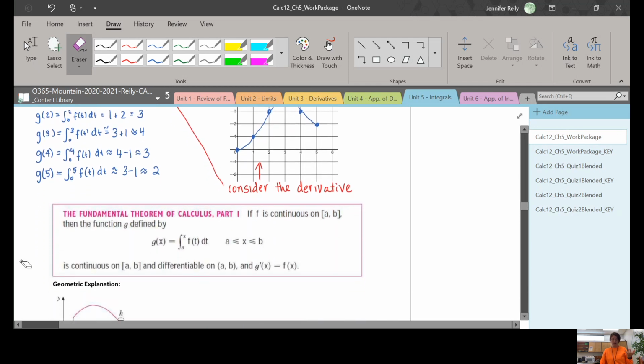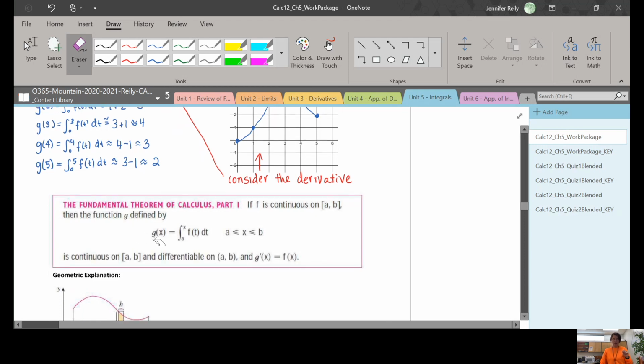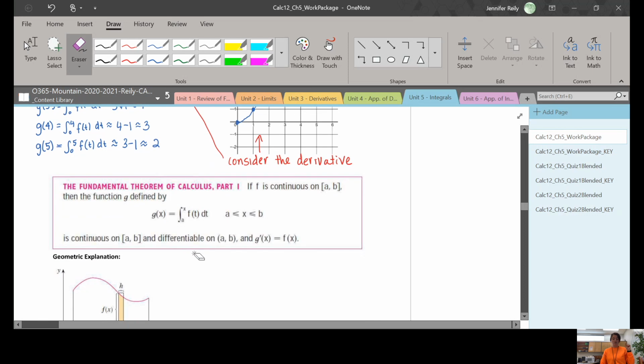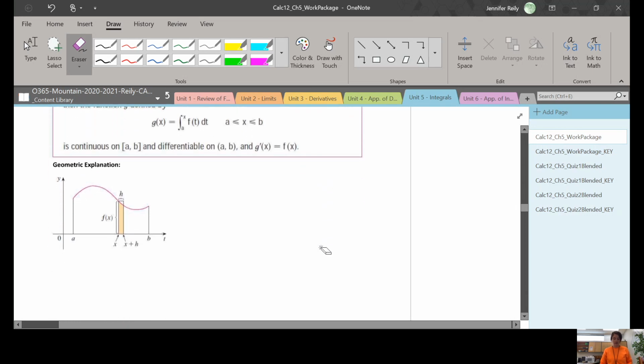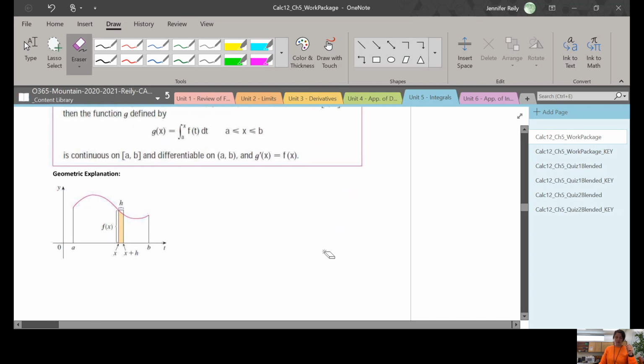So here's what the fundamental theorem of calculus part 1 is. If f is a continuous function, and g of x is defined as the area under the curve from a to x, which is kind of like what we just did up there, then if you take the derivative of g of x, you get the original function f of x. So derivatives sort of cancel out area. Another way to think of it is geometry.